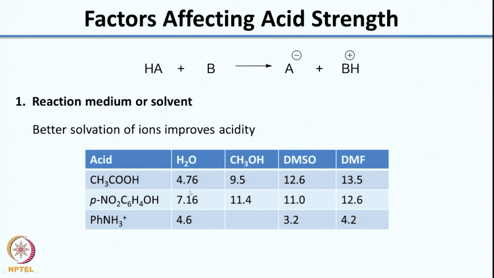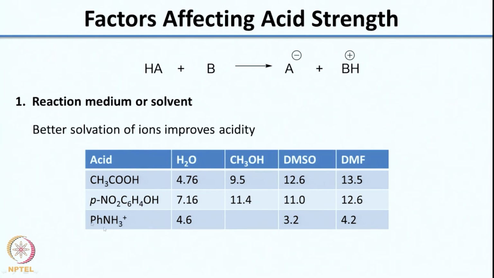Similarly, with paranitrophenol, you would see that to start with you have a pKa in water at around 7.16, but then as you vary the solvent from water to methanol, DMSO and DMF, the pKa increases. Now we look at the second example here.